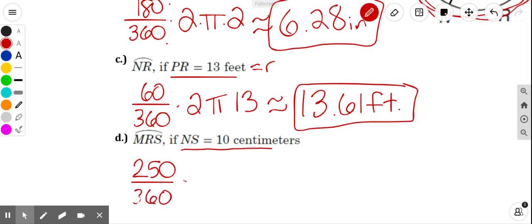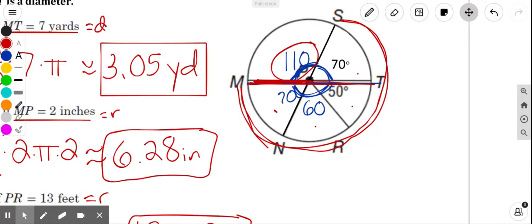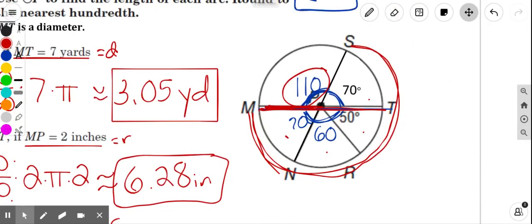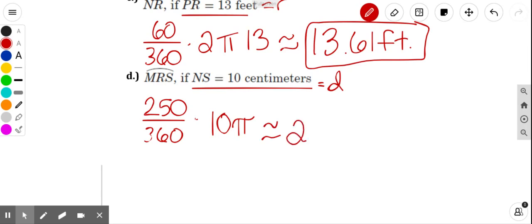So now we need to look at the picture and determine if NS is a radius or a diameter. NS, notice, goes the full length of the circle, the full distance, edge to edge. So that means it's a diameter. So instead of doing 2 times pi times 10, I just need to do 10 pi. Diameter times pi. So you're going to do 250 divided by 360 and then times 10 pi, and you get approximately 21.82 centimeters.